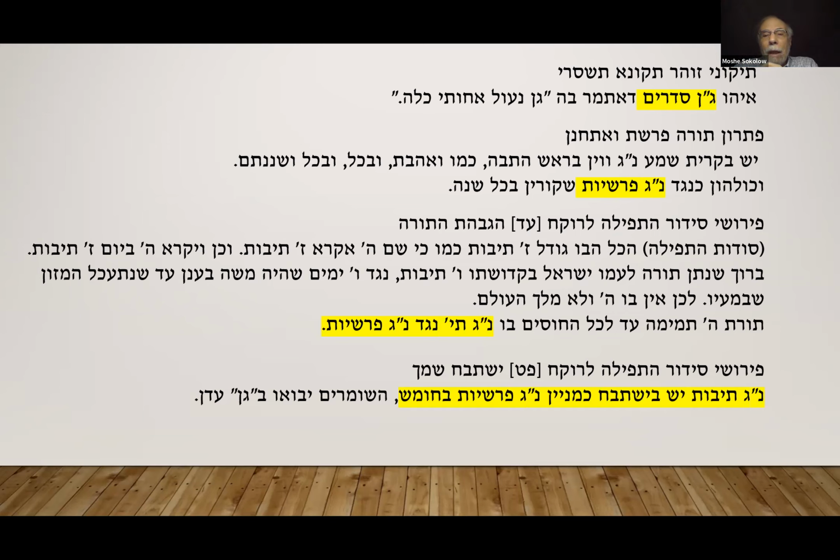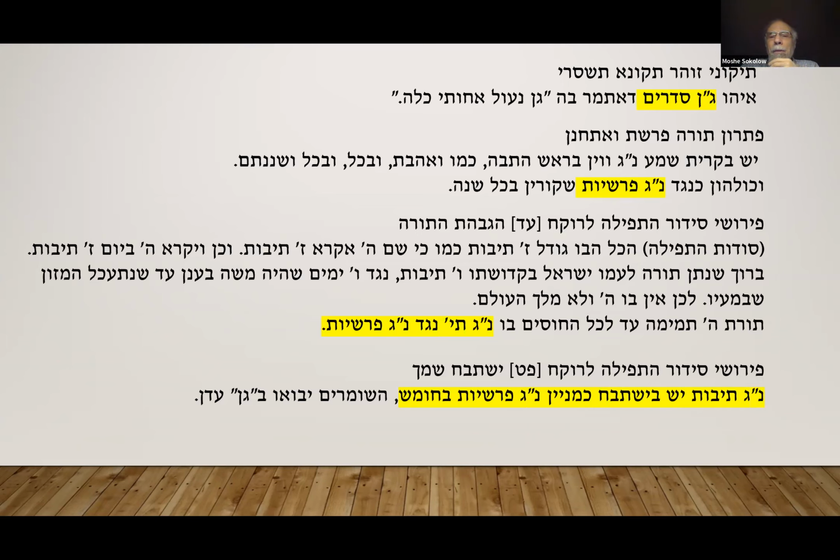And it even has a scriptural basis for it in a fragment of a verse from Shir HaShirim, Gan Na'ol Achoti Chala. Gan, Gimel Nun, right? Gimel is 3, Nun is 50. Okay, and this is reflected in several other medieval sources.